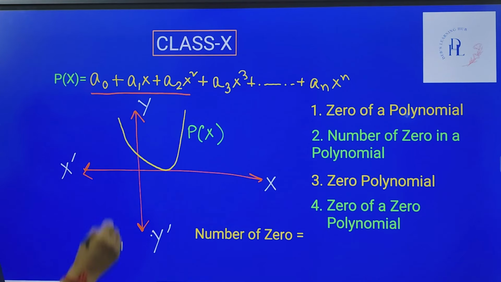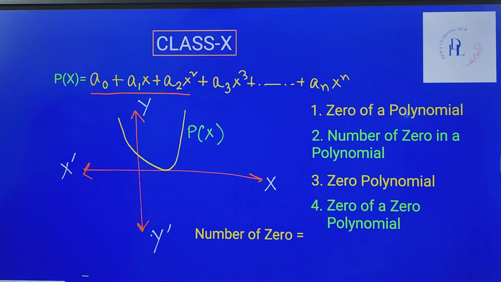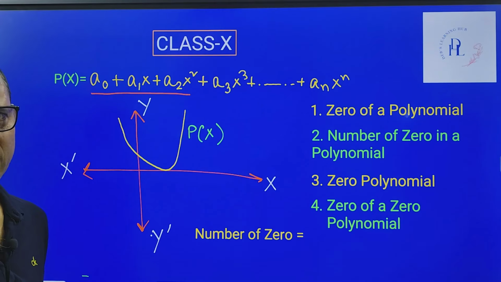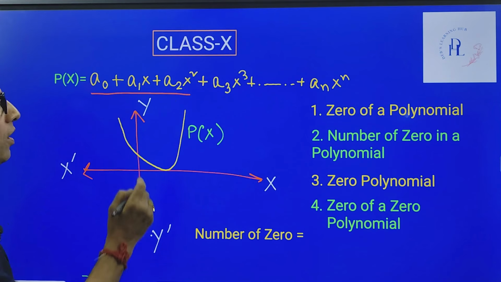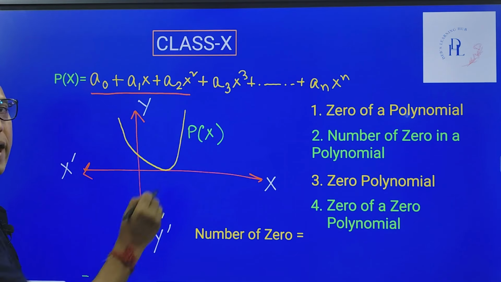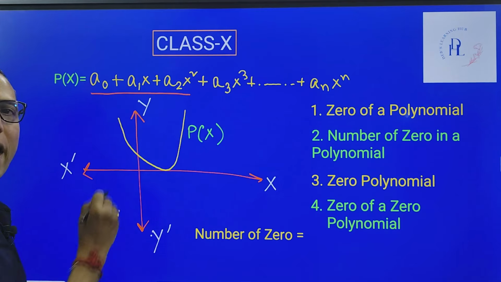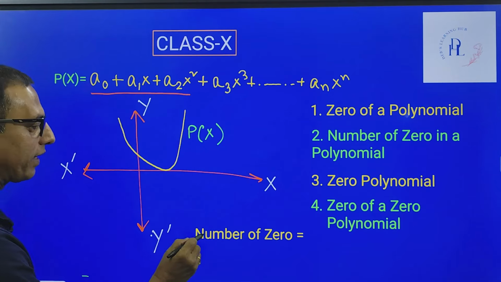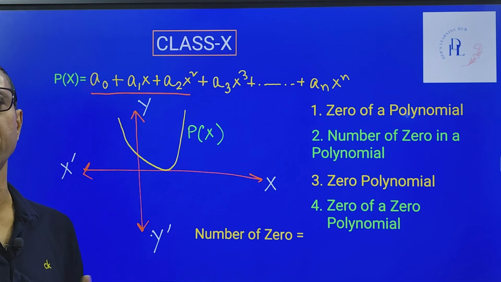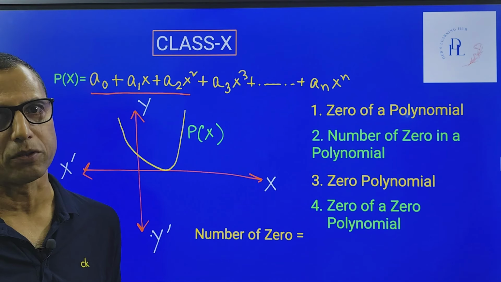Okay, see this graph. This is the x-axis, this is the y-axis, right? Now this is a parabola. It could be in any form. So this is a graphical representation of a polynomial of x, right? You are asked to find the number of zeros from the graphical representation. It could be an MCQ, a multiple choice question. Mostly it comes as a multiple choice question.